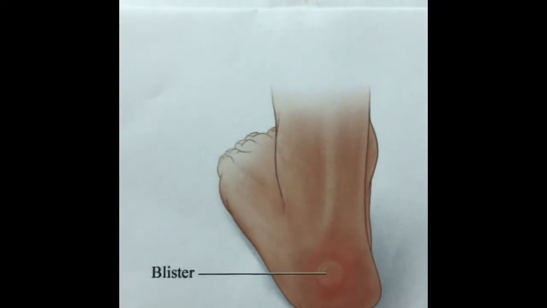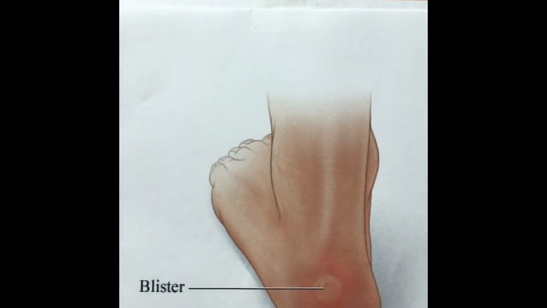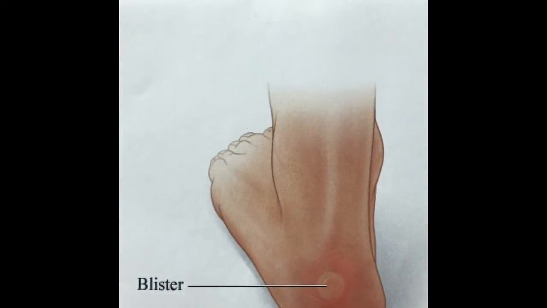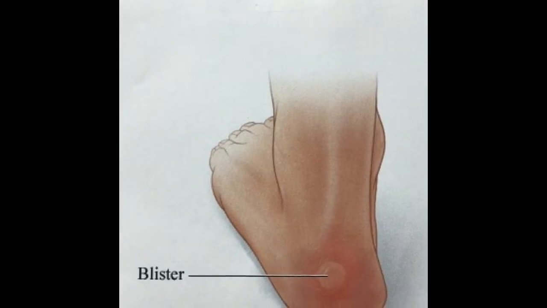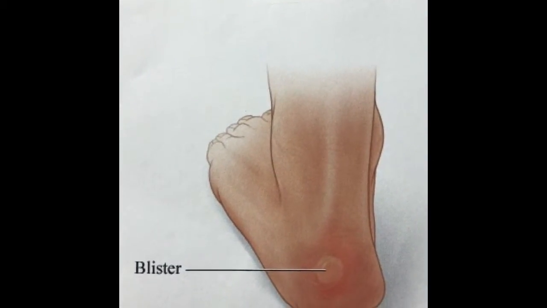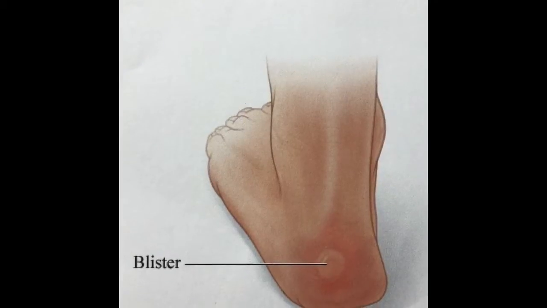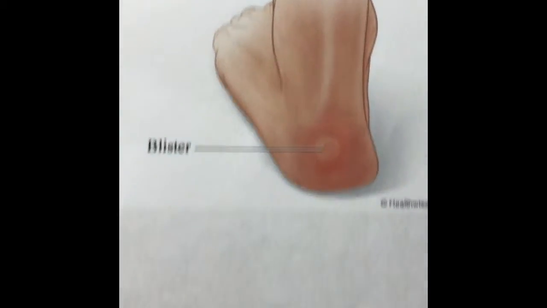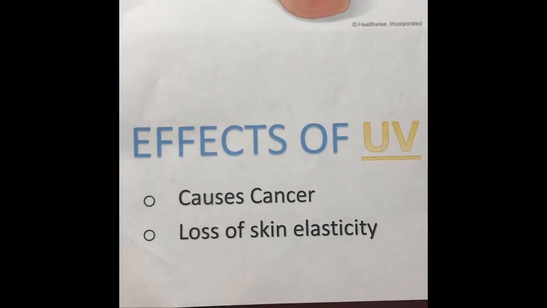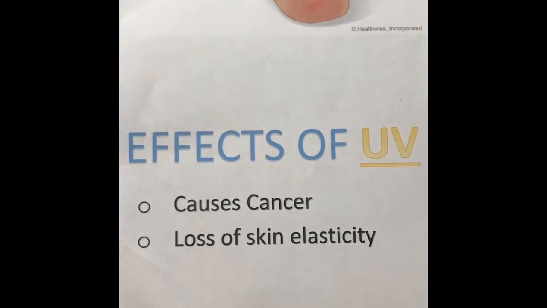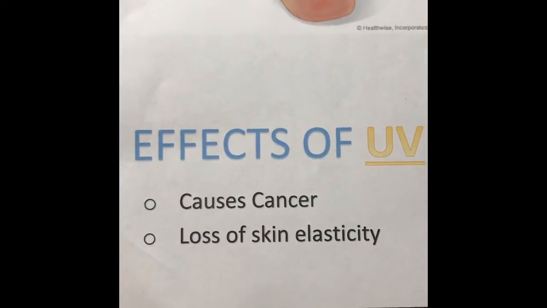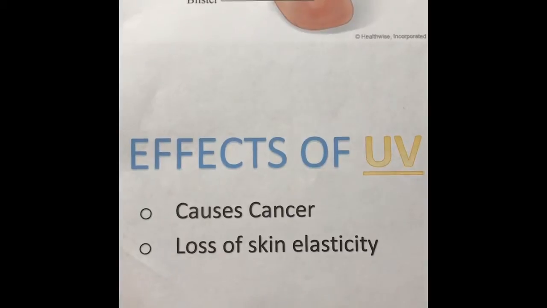Next, we have blisters. Blisters form when the epidermis and dermis separate, and the space between them is filled with fluid. These appear when you wear new shoes or get a burn. The last one is the effects of UV. Ultraviolet rays cause skin cancer and loss of skin elasticity.